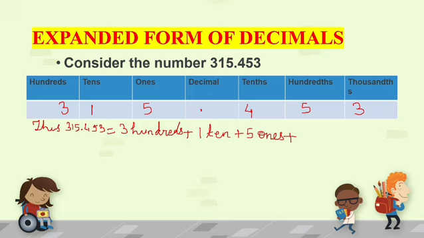Now after that we are coming to the fractional part, the decimal fraction part. After the decimal point we have the decimal fraction part. So we are going to write 4 tenths, plus 5 hundredths, plus 3 thousandths.